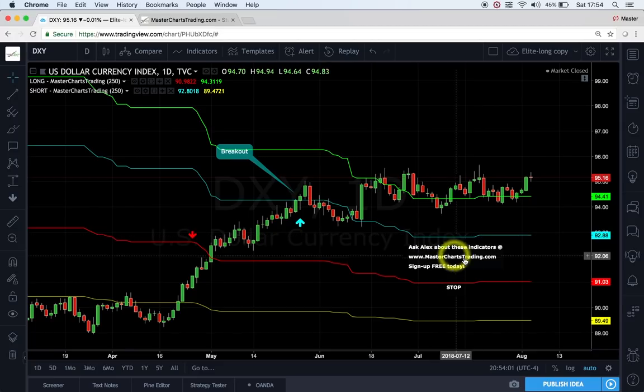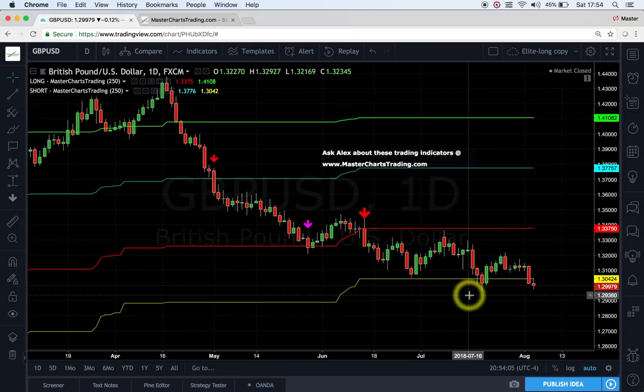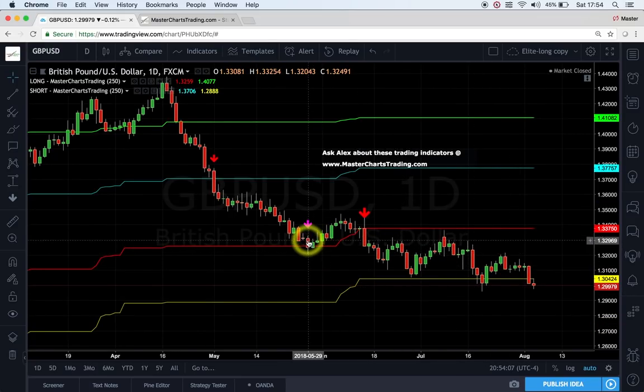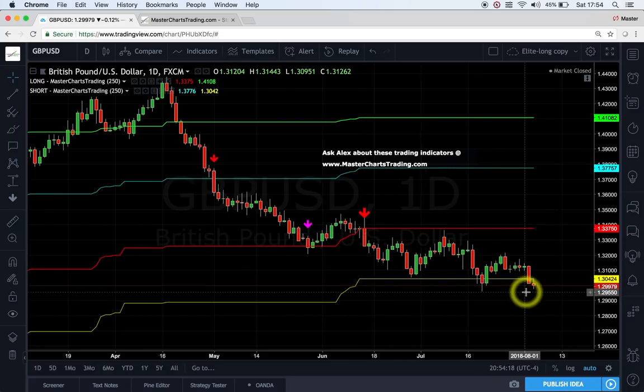Right, let's look at British pound, GBP USD. So overall a bearish chart. There's the breakdown on the 29th of May. I would have shorted it probably here on the 14th of June for a nice move lower.